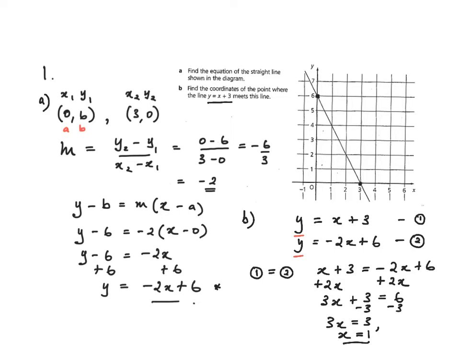Now, what I'm going to do is to substitute that value back into equation 1. So y equals, is equation 1 here, so I'm going to replace this x with the value 1, so 1 plus 3, which is 4. So the point of intersection then has coordinates x equals 1 and y equals 4. And we can leave it like that, or we can put it into a bracket.